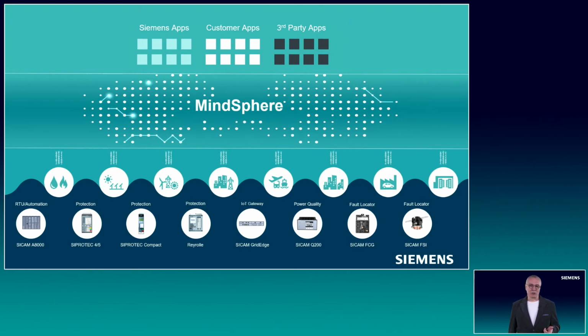And on the bottom of the diagram, representatives are shown of all the typical devices we are using in the energy automation domain. For Siemens, we can name CCAM A8000, cProtect 4 and 5, and Rayroll devices. But a new world is also open for other brands. Anyway, very important is the communication in an IoT concept.